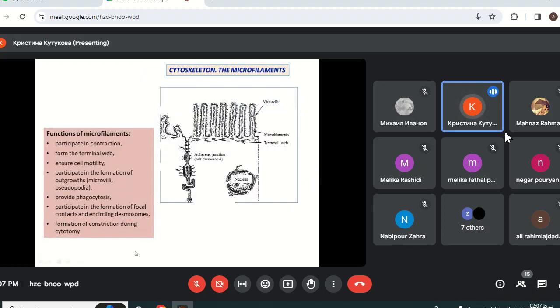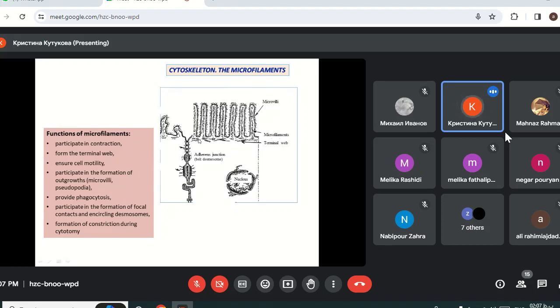Functions of microfilaments. So first, they participate in contraction, especially in contractile tissues such as muscle tissues. Next, they form the terminal web. As you remember, the terminal web is the network of cytoskeleton elements just beneath the cell membrane of the cell. Terminal web is here. Next, they ensure cell motility.